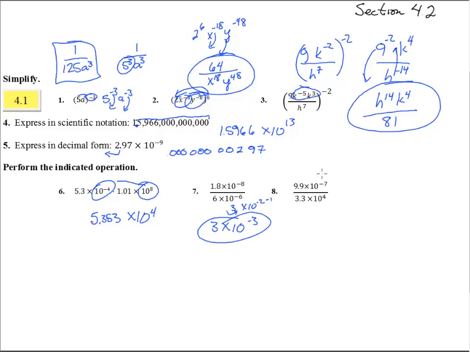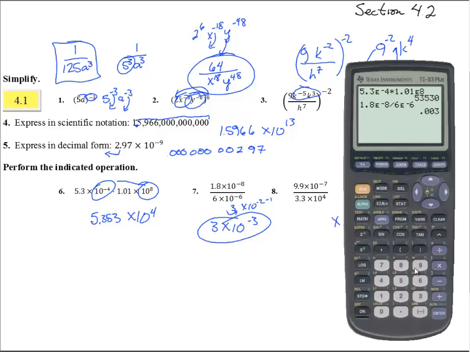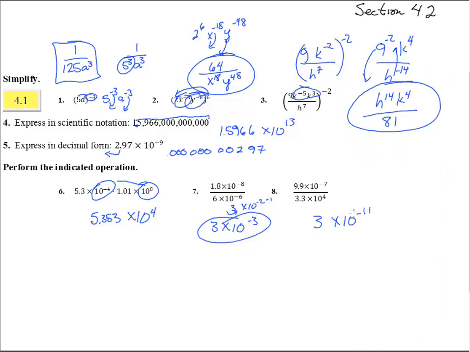Okay, number 8. Here we have 10 to the negative 7th, and we're going to subtract 4. So we better get something around a times 10 to the negative 11th. Let's try that one. 9.9 times 10 to the negative 7th divided by 3.3. Oh, it looks like that'll come out to be just exactly 3. Times 10 to the 4th. Enter. And yes, we get 3 times 10 to the negative 11. And there we go.